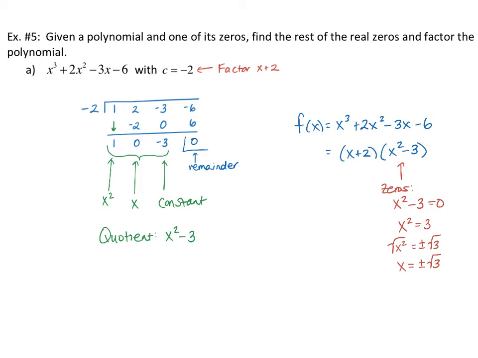So here's what we have found. The fully factored form for our function, we can write it as x plus 2, the factor that corresponds to the zero that we were given. We now have x plus the square root of 3 and x minus the square root of 3, plugging in those zeros that we just found. And we can list out our zeros. Our zeros are at x equals -2, x equals negative square root of 3, and x equals positive square root of 3.